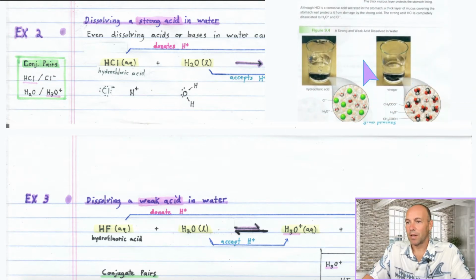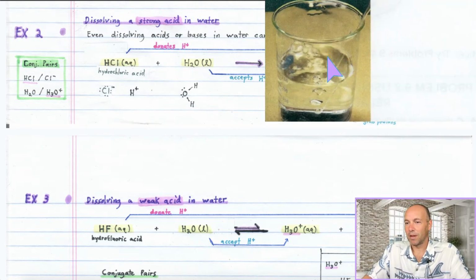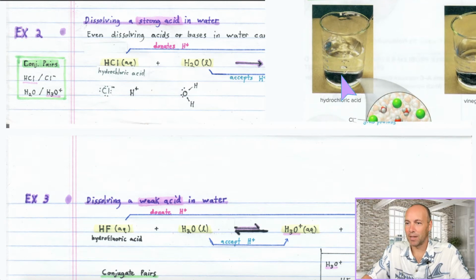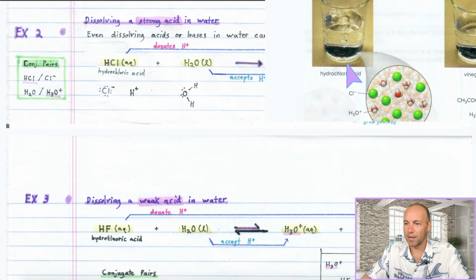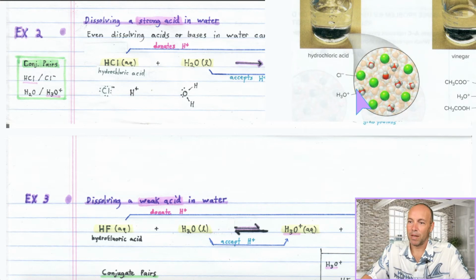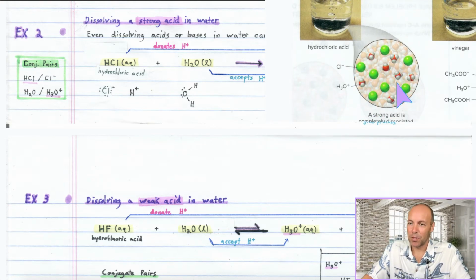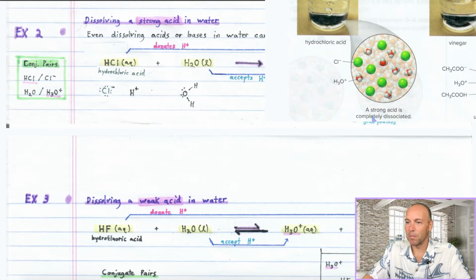So here's another picture of hydrochloric acid in solution. It looks just like water. You can't tell the difference, okay? But it's 100% dissociated. Strong acids completely dissociate in water.